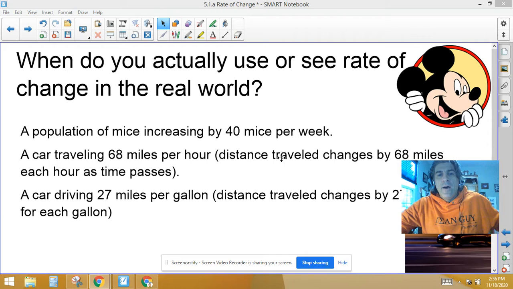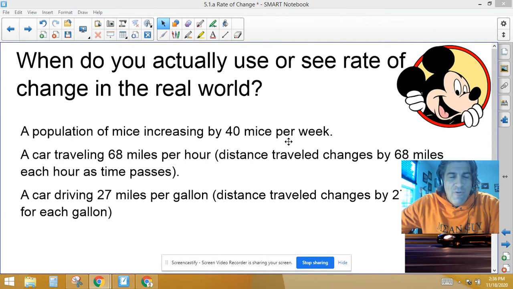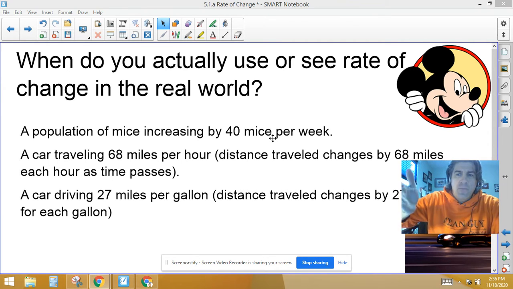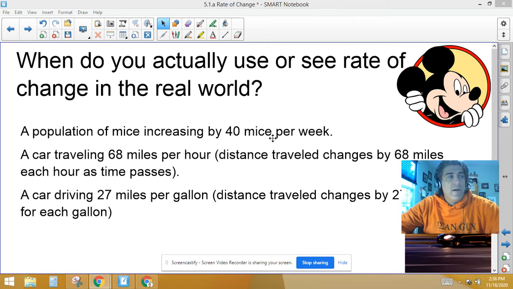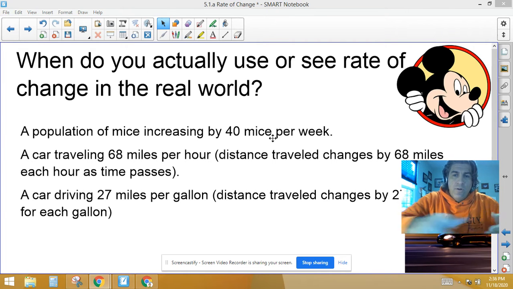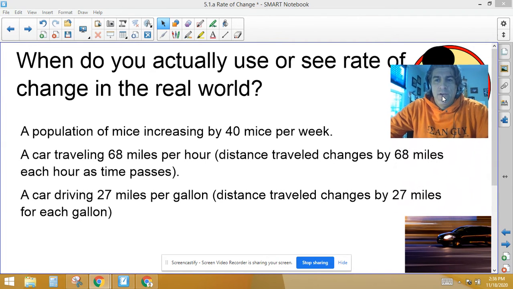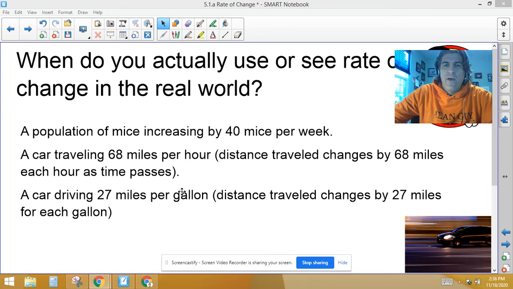All right. That's a weird rate of change, but yeah, it's increasing. It's 40 mice per week. Speed, a car traveling 68 miles per hour, it's changing 68 miles every hour. And then the last one down here, miles per gallon. Often parents and siblings will look for cars based on their MPG, miles per gallon. You want a higher number for that because that means you go 27 miles on every 1 gallon of gas.